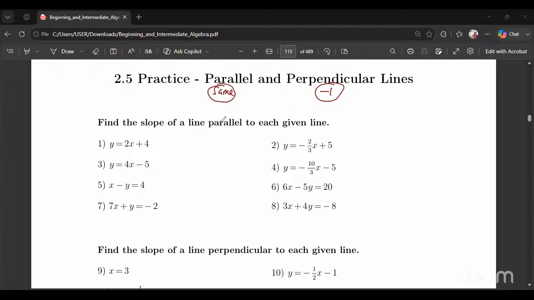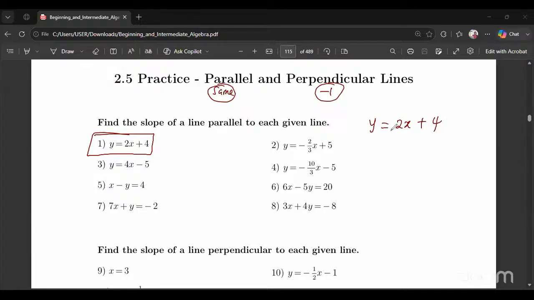So find the slope of the line parallel to each given line. Let's start with question 1. We have this line: y equals 2x plus 4. This is a line, right? And we are looking for the slope of another line that is parallel to this one. I'll say that again. We want to find the slope of another line that is parallel to this given line.